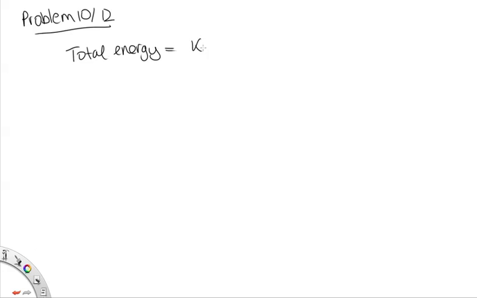Okay, we're up to problem 10 for 1121 or problem 12 for 1131. In this problem we have a mass in simple harmonic motion with amplitude A, and we're asked what is the fraction of the kinetic energy component to the total energy when x is equal to A on 3. Well, the total energy is equal to the kinetic energy plus the potential energy.